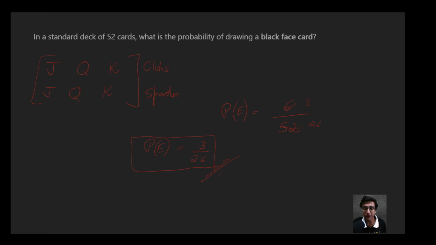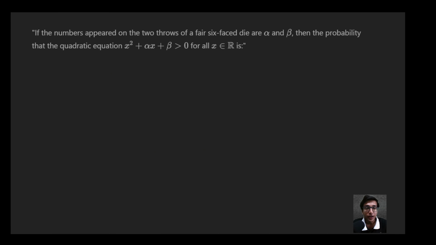A very simple question. Let's look at a more difficult version of a question which is asked in JEE Mains. If the numbers appeared on 2 throws of a fair 6-faced die are alpha and beta, then the probability that the quadratic equation x square plus alpha x plus beta is greater than 0 for all x belongs to R. So now there is a concept of quadratic equation that we have to use here.